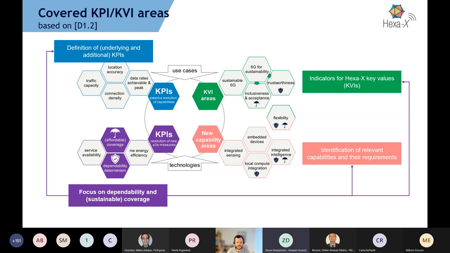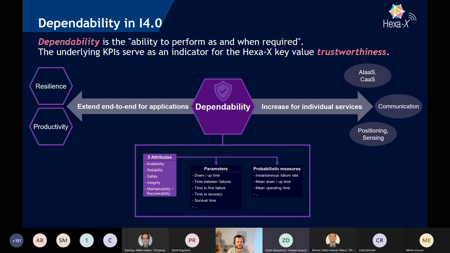Let me quickly go into more details on those two core KPIs we have in our work package. So for dependability in Industry 4.0, in general, dependability, as stated here, is just the ability to perform as and when required. We have five attributes for dependability. I'm not going to read that out here, but these are basically parameters of dependability.